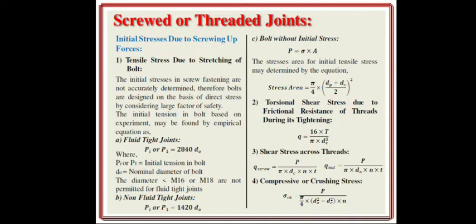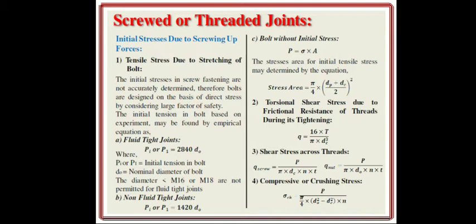The initial stress is due to the screwing up forces. Now the first one, the tensile stress due to the stretching of the bolt. The initial stresses in a screw fastening are not accurately determined. Therefore, bolts are designed on the basis of direct stress by considering a large factor of safety. The initial tension in a bolt based on experiment may be found by empirical equations. In these formulas all the empirical relations are used, which are standard ones.